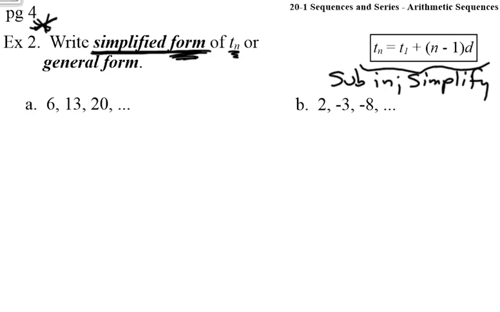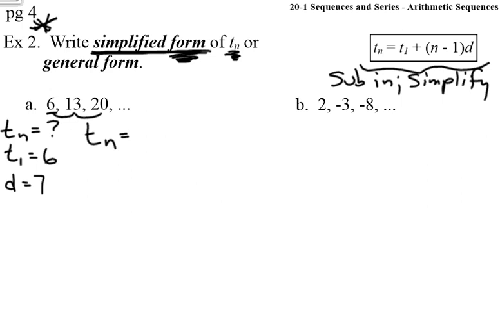Still go through the same process. Well, now, because it's just a simplified form of T of n, we don't know exactly how many terms we want. But we do know term 1 is 6. We do know 6 to 13, 13 to 20. We do know that D is 7. That's our common difference. So I want to plug as much as I can into my formula.